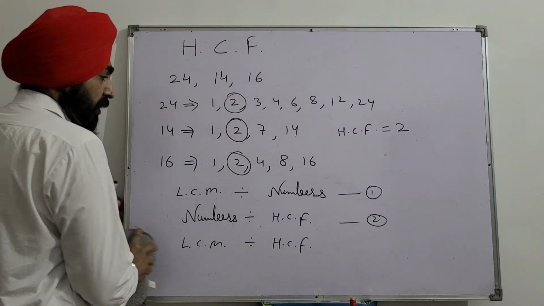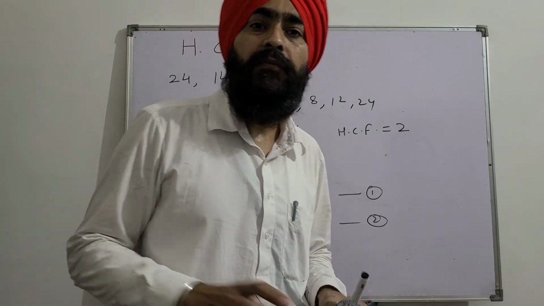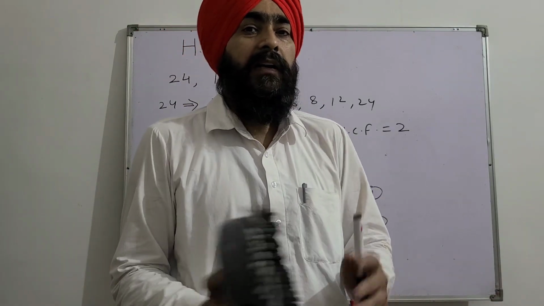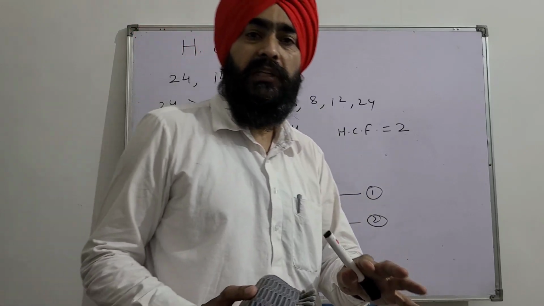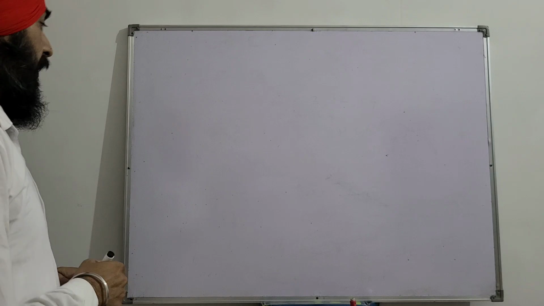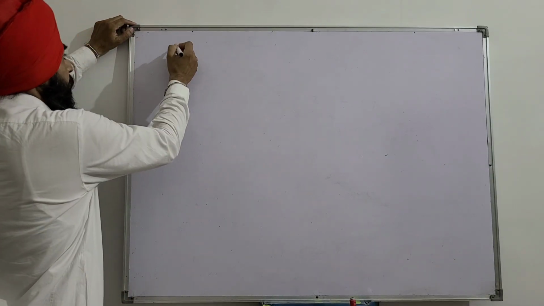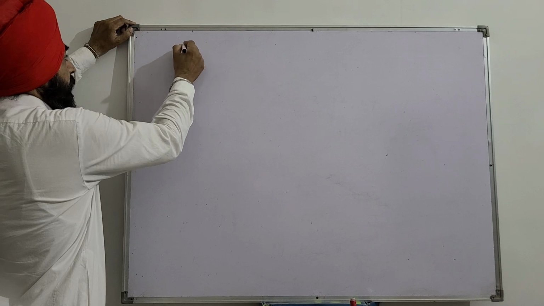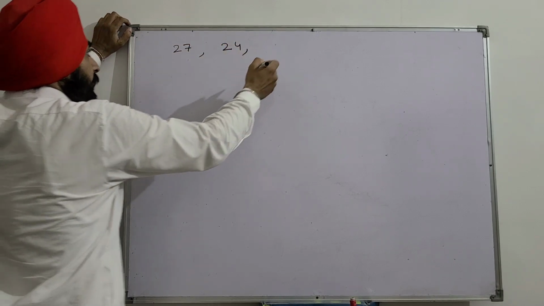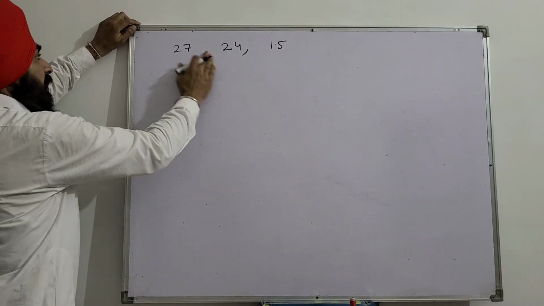So now we will discuss how we can find the LCM and HCF taken together. That's a question related to the 10th standard, first chapter. Now we are going to take some examples. Like the same numbers we can take: 27, 24 and 15. I have changed this one.